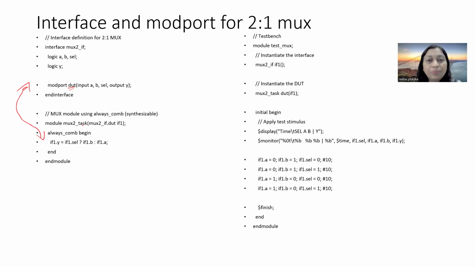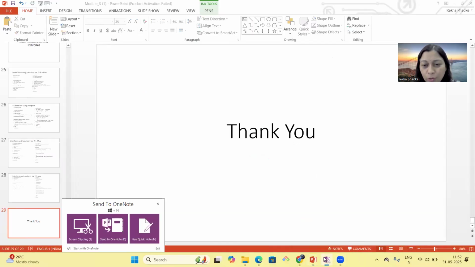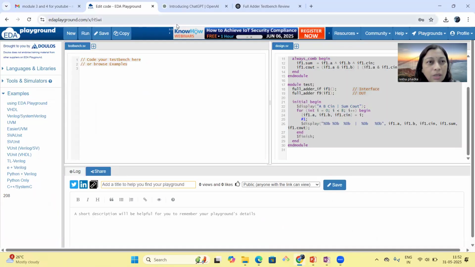So this is about how an interface can be used to define a bundle of signals of a particular design under test. So that's two examples. And now coming to covergroups, I would like to show you an example for a covergroup here. Let me show you an example which has been written for a particular combinational circuit.